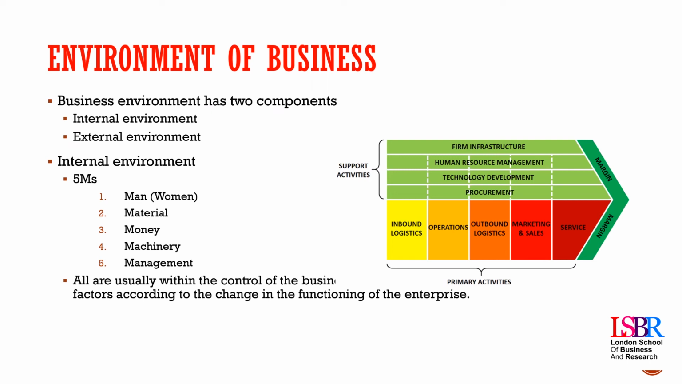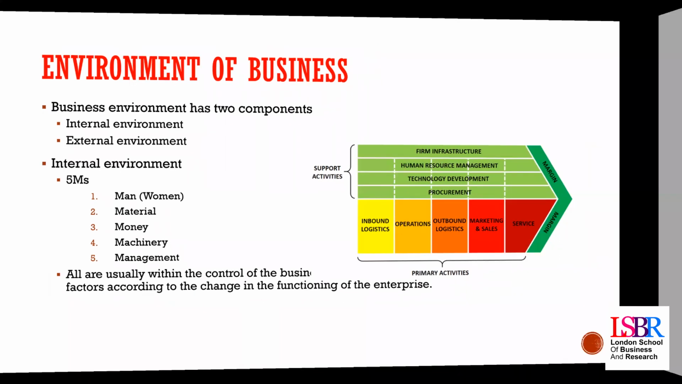So as a business manager or a leader in the business, you can decide how you want your people to work. You can decide what materials you want to employ. You can decide how much money you want to invest. You can decide what machinery you're going to buy and how you're going to use it. And you can decide on how management will work, what the management controls, the procedures, the processes. Okay, so internal environment, all about the 5 M's.